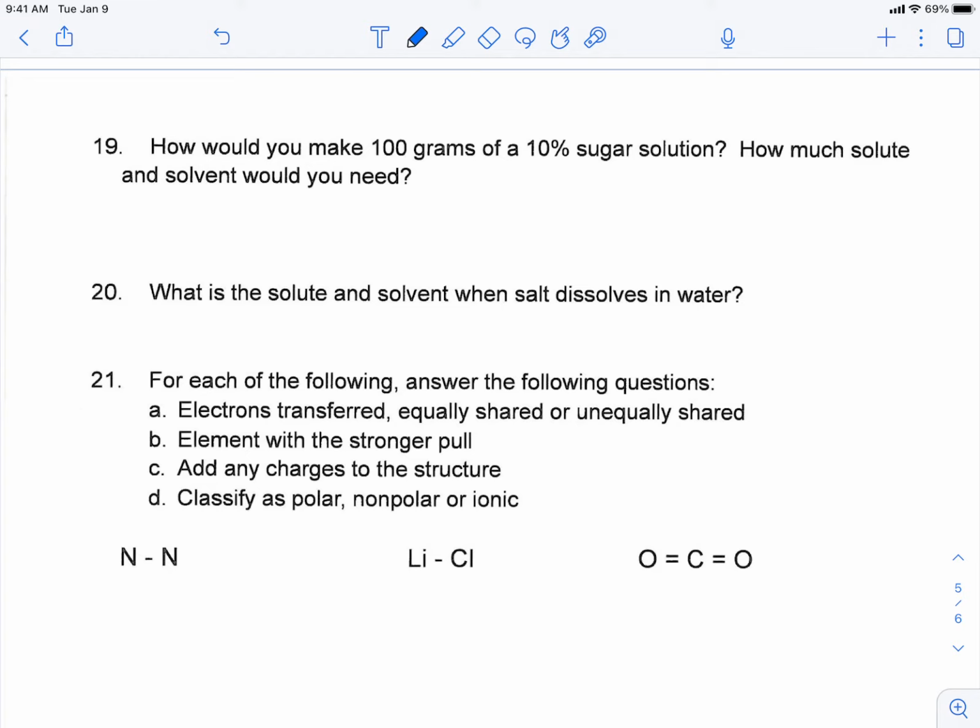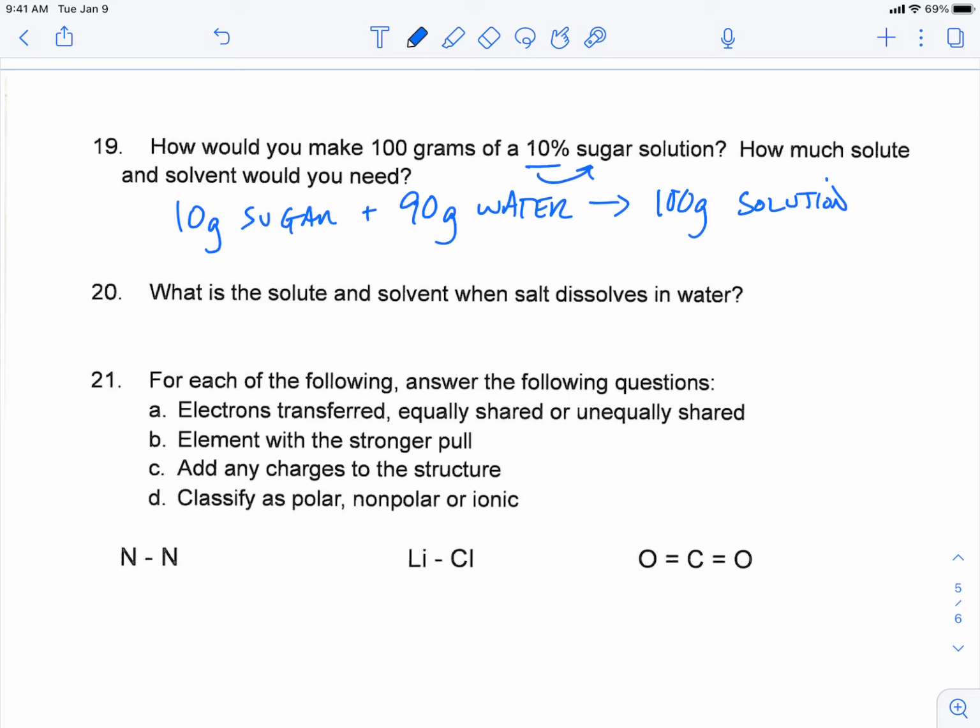All right, taking a look at number 19 of our Honors Chem Semester 2 Final Exam Review. If we have 100 grams, how would you make 100 grams of a 10% sugar solution? So the percent always refers to the solute. So our solute in this case is sugar. So I would need 10 grams of sugar. And we would then need 90 grams of a solvent, which is typically water, to make 100 grams of the solution.